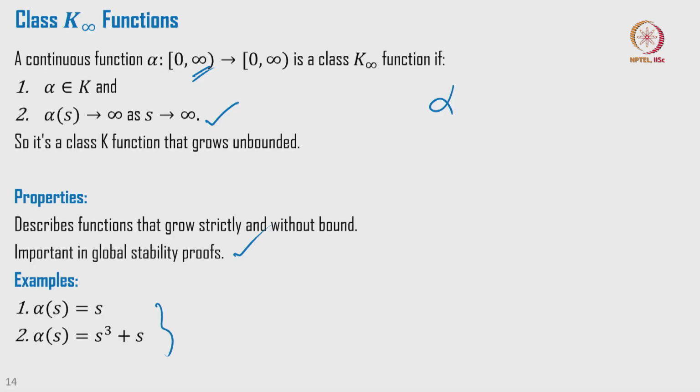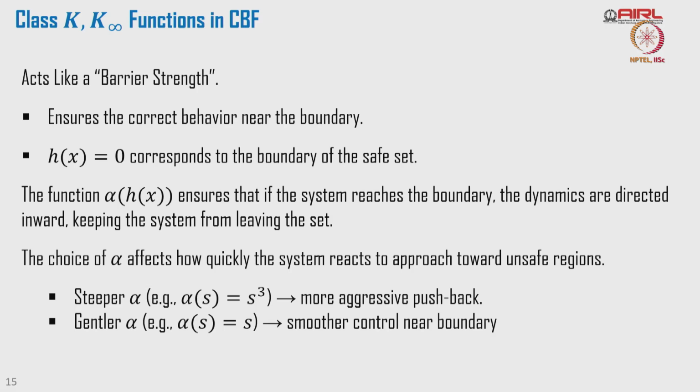You can check first that these are class K functions, because a class K infinity function is also a class K function, and then check the rest of the things, whether it grows unbounded or not. So class K and K infinity functions in a control barrier function act like a barrier strength. It ensures the correct behavior near the boundary. h(x) equal to 0 corresponds to the boundary of the safe set. So the function alpha h(x) ensures that if the system reaches the boundary, dynamics are directed inward, keeping the system from leaving the set. That means it also imposes forward invariance.